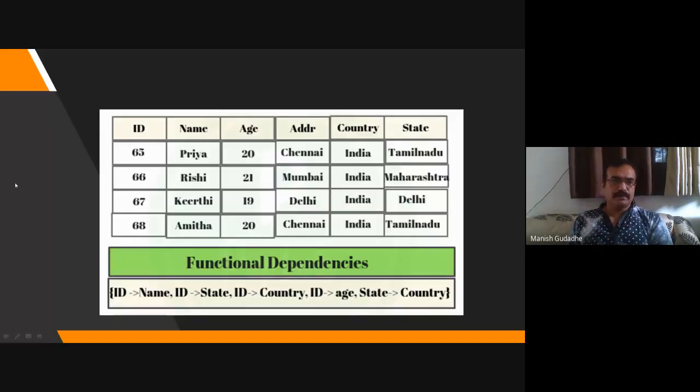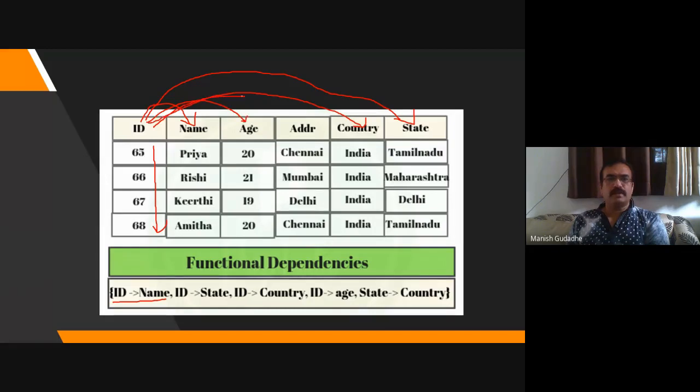One more example. We are not going into detail of this. So ID, name, age, address, country, and state. ID can act as a primary key. So ID can determine actually everything, but not needed every time. ID determines name. ID can also determine the state in which that person is staying, and the country. So can be the age and the address. So ID is a primary key, so it is able to determine everything.